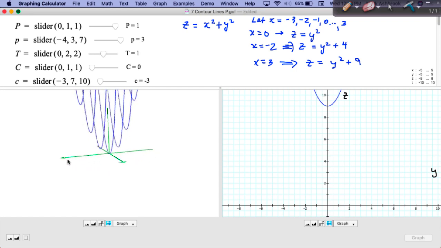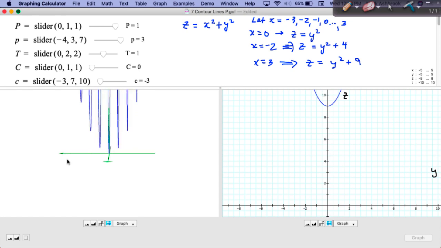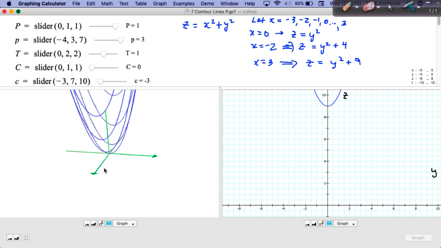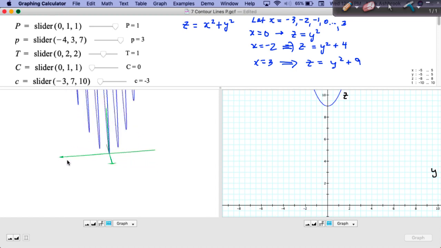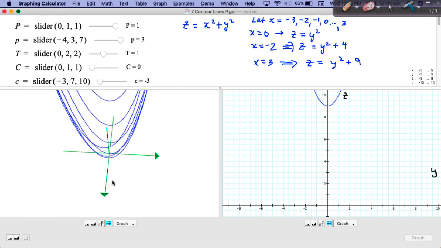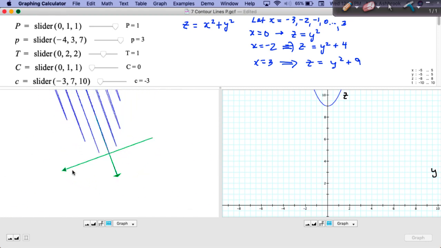So here's a bunch of those traces for constant x values, three of which we found, right? X equals 0, x equals negative 2, and x equals positive 3. So even with just those traces for constant x values, you start to get a picture of what the surface is going to be like.